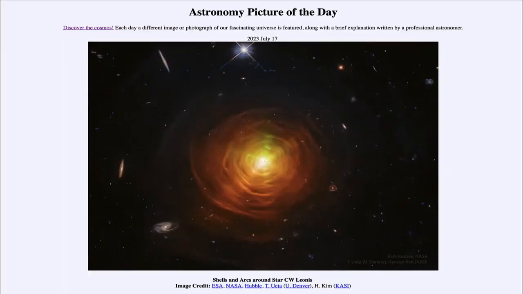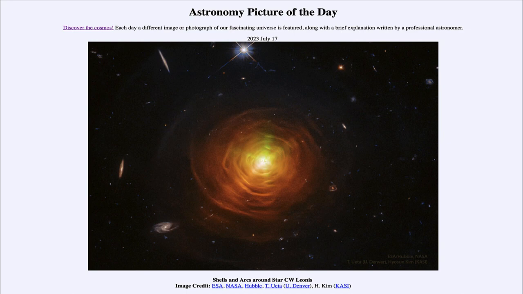One of the things that I like to do in each of my introductory astronomy classes is to begin the class with the astronomy picture of the day from the NASA website, that is apod.nasa.gov/apod. And today's picture for July 17th of 2023, well, it is titled Shells and Arcs Around Star CW Leonis. So what do we see here?